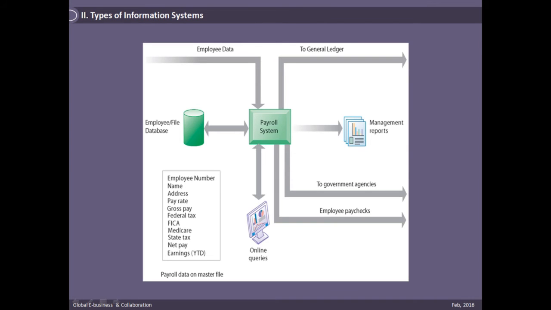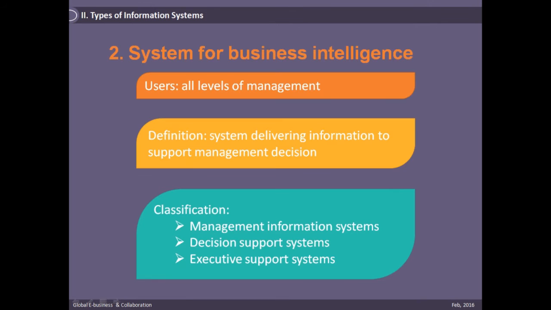Here's an example of a transaction processing system. It's a payroll system. We gather employee data like names, ID numbers, address, pay rate, and we put it into a database, and through it we will have the information to provide to general ledger, management reports, government agency, and to pay checks to the employees. The second system will be system for business intelligence.